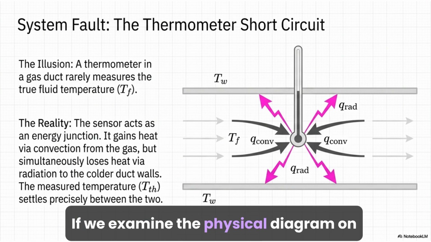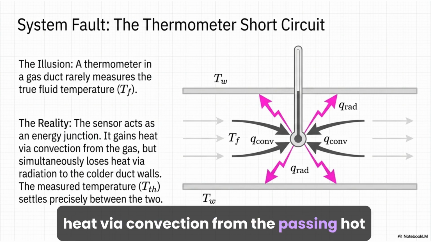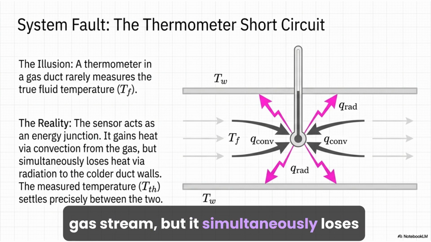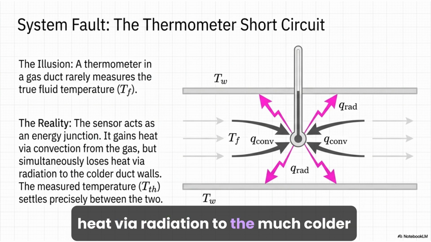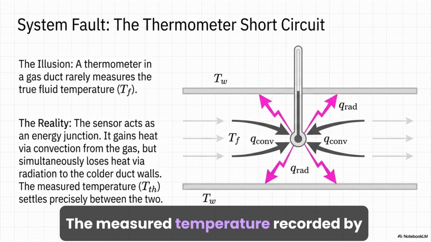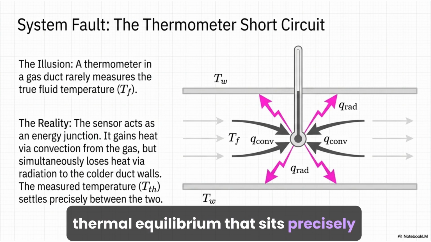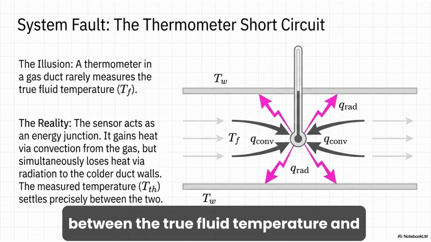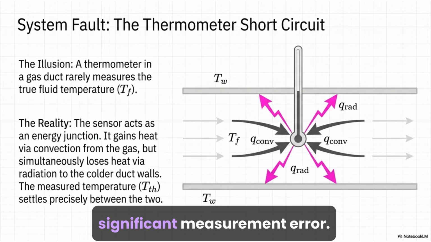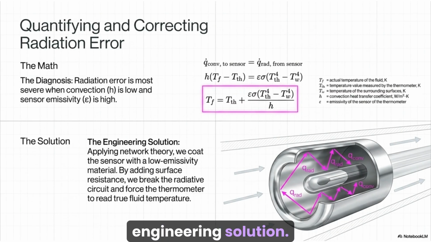If we examine the physical diagram on the right, the thermometer bulb gains heat via convection from the passing hot gas stream, but it simultaneously loses heat via radiation to the much colder duct walls. Because of this dual pathway, the measured temperature recorded by the thermometer settles at a steady thermal equilibrium that sits precisely between the true fluid temperature and the wall temperature, leading to a significant measurement error. Let's quantify this error and look at the engineering solution.